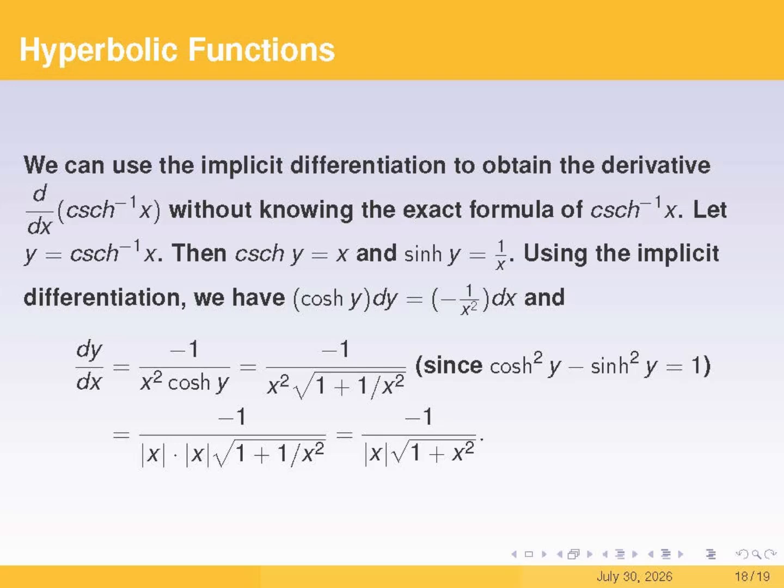is obtained by using the identity hyperbolic cosine squared minus hyperbolic sine squared equals 1. Since hyperbolic sine of y equals 1 over x, hyperbolic cosine squared of y equals 1 plus 1 over x squared. Taking the square root, then, gives the mathematical expression after the second equal sign on the second to last line. After algebraic simplification, we arrive at the differentiation formula on the last line.